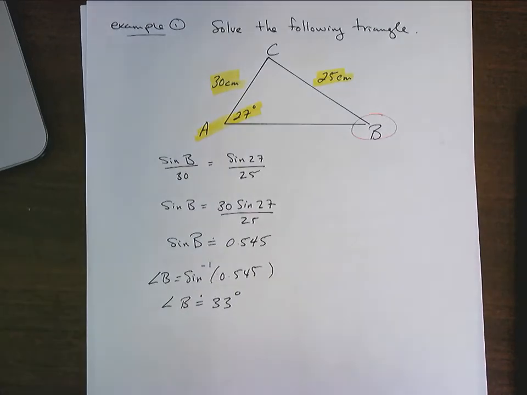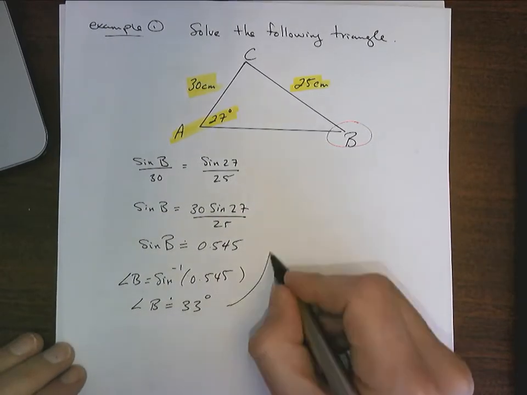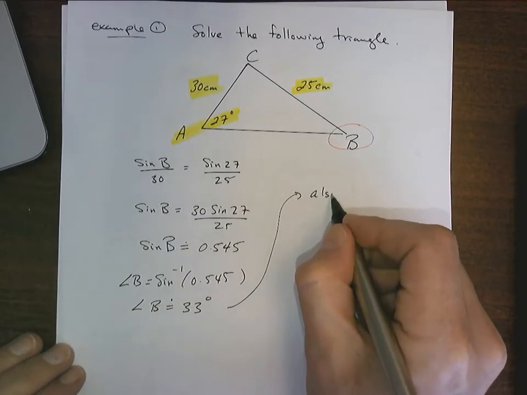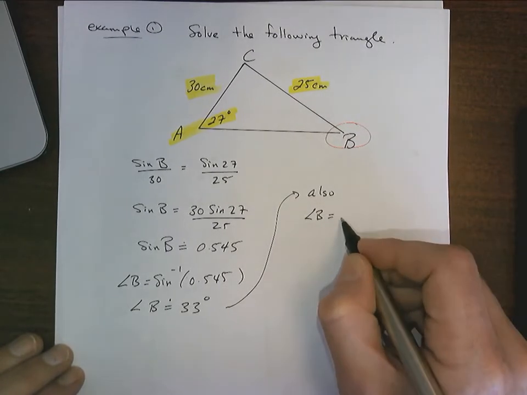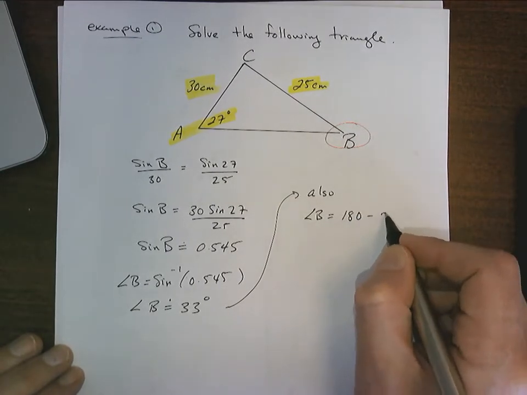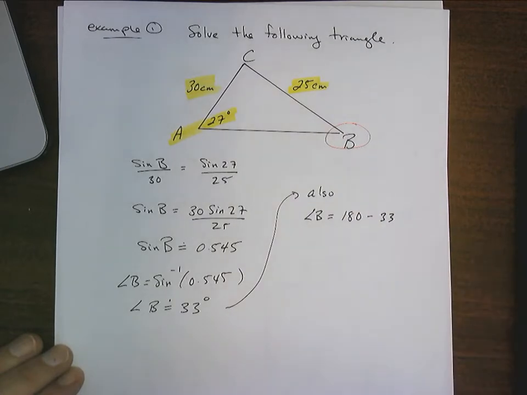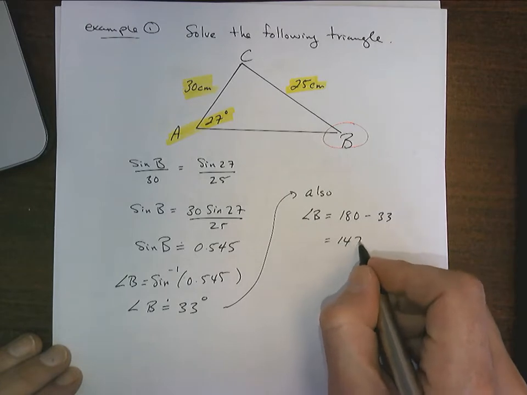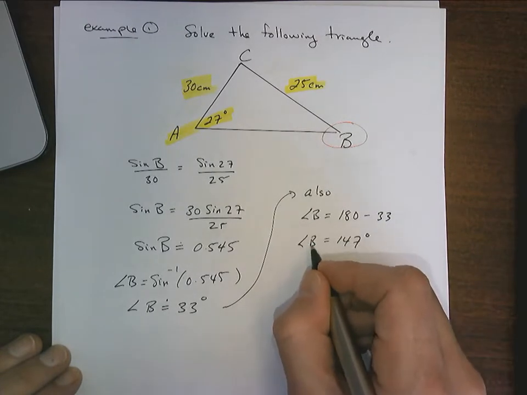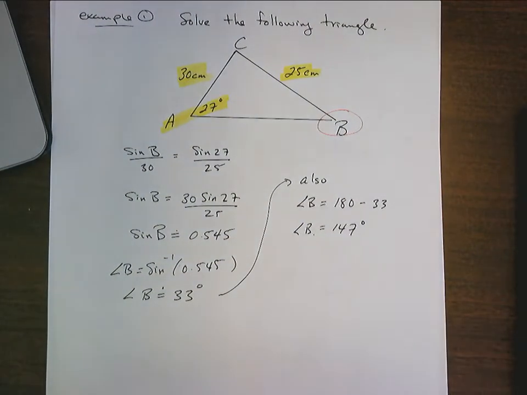Now, as we've discussed before, there's another possibility here. Also, angle B could equal 180 minus 33, which is going to be 147. So we have two answers for angle B.